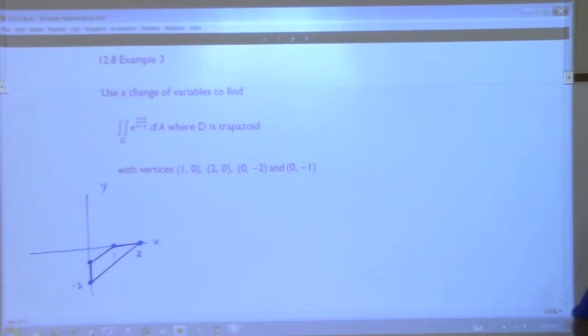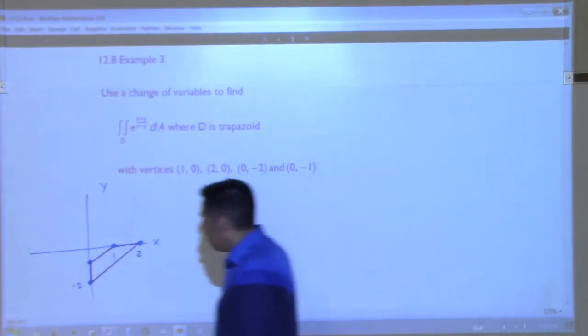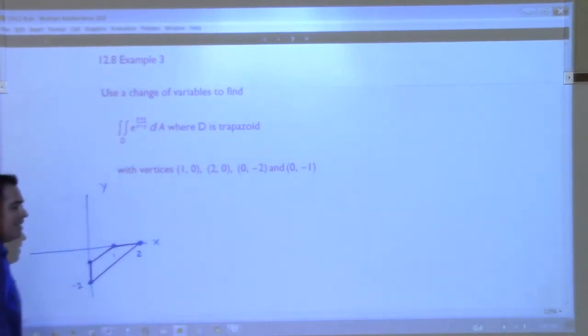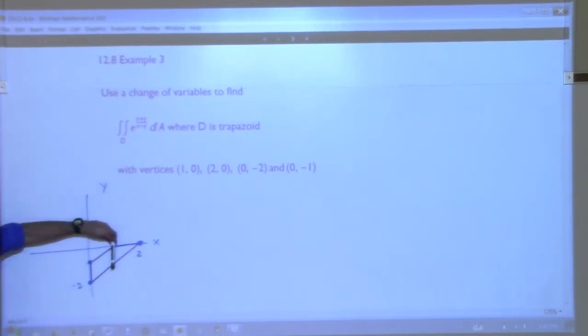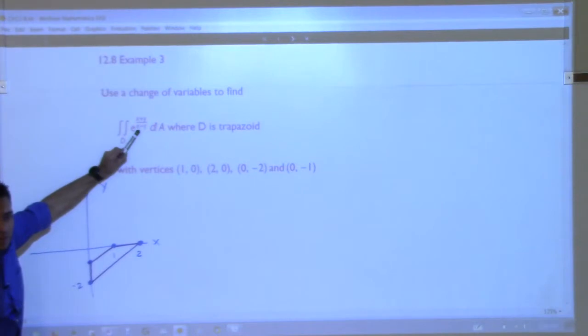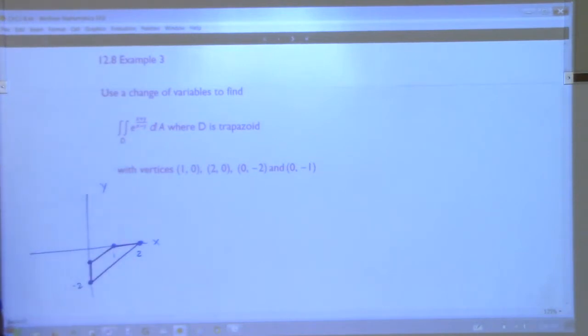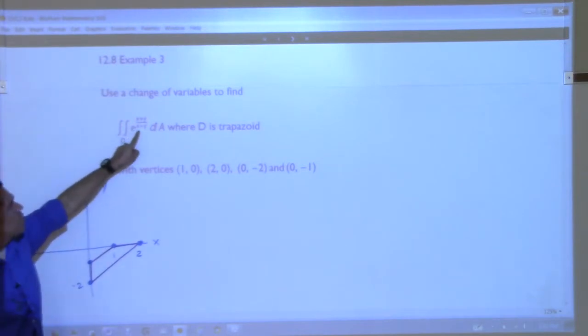Now, again, you might be sitting there right now saying, no, I don't want to do all that work. I'm just going to split this up. I'm going to do a double integral over that, and then a double integral over that. Could you do that? Yes. And I think it would be easier, but can you integrate that? Are you feeling like you can integrate that with respect to x or y?